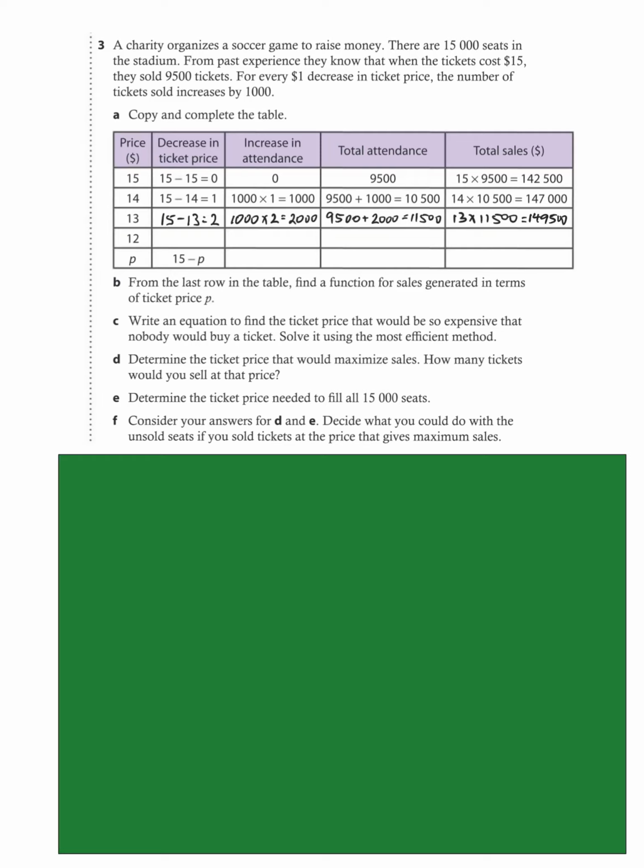149,500. Here, same pattern, we've got 15. We take away 12, and that equals 3. It's 1,000 times 3, and that equals 3,000. It's 9,500 plus 3,000. It's the increase, and we're up to 12,500. So that becomes here 12. That's the ticket price, times 12,500, and that equals 150,000.